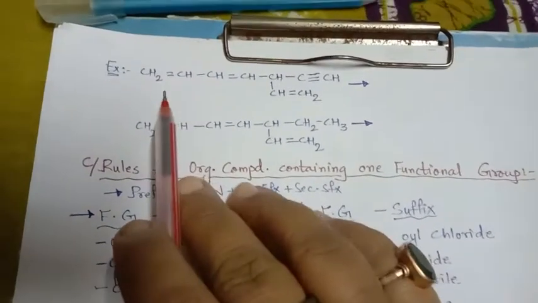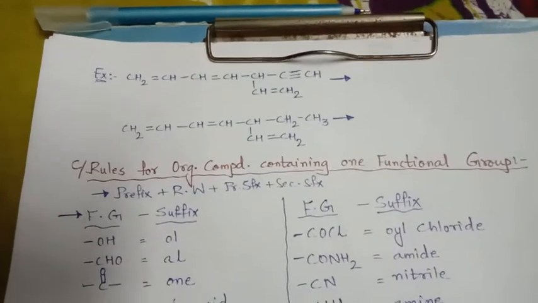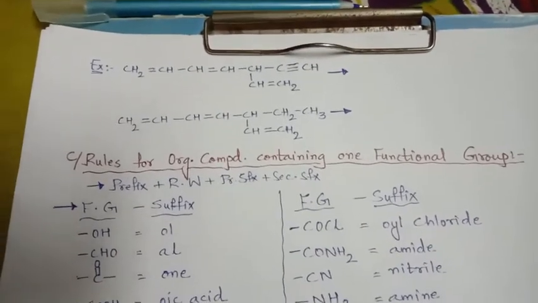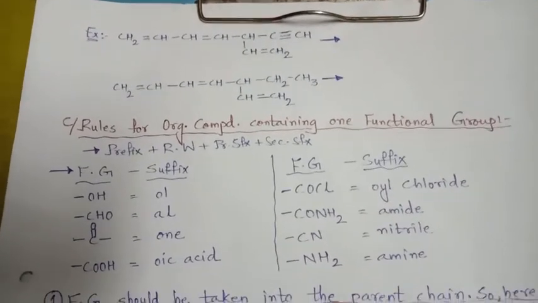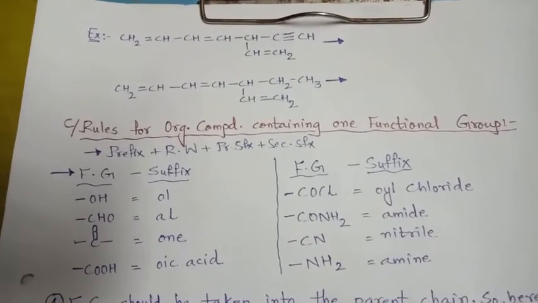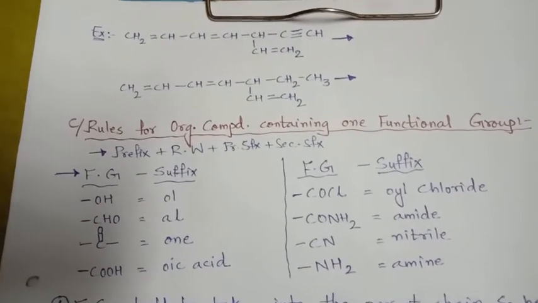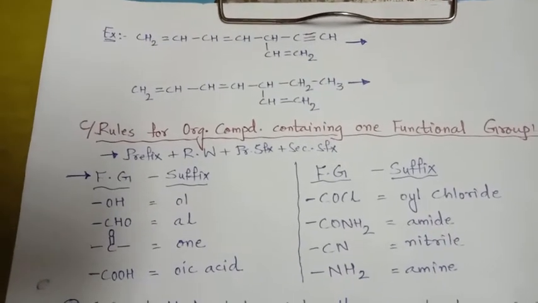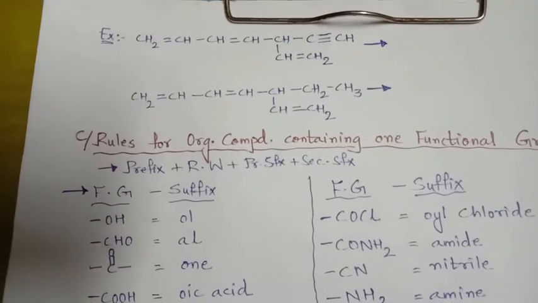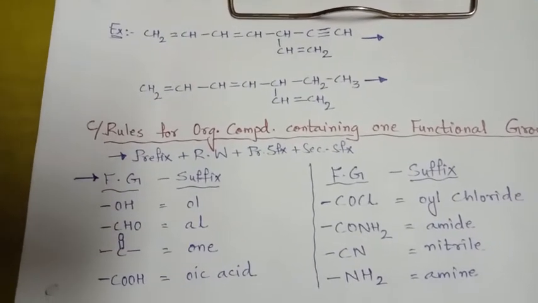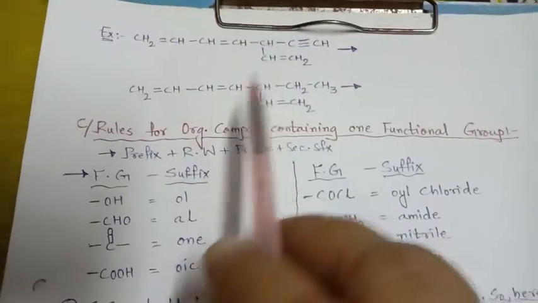Good morning, dear students. In yesterday's last video, we saw the naming of double and triple bond organic compounds. And lastly we discussed that if more than two double bonds, or three double bonds, and even a triple bond are there, preference is given to the double bond. And all the double bonds should be considered in the parent chain, right? So let us see here.